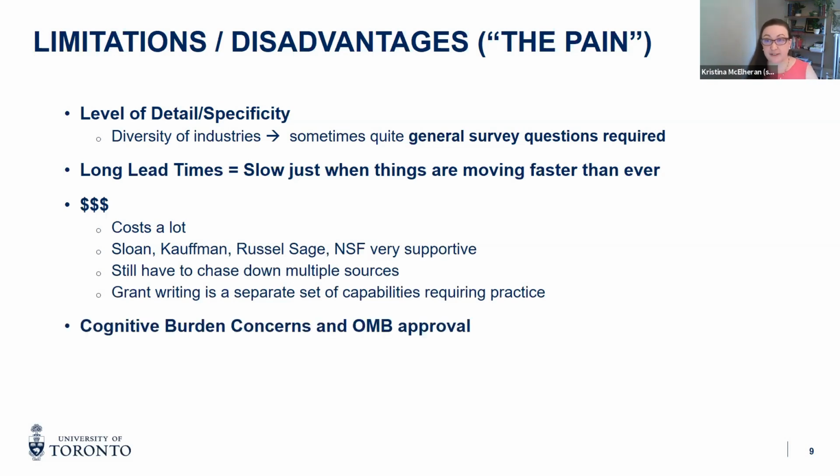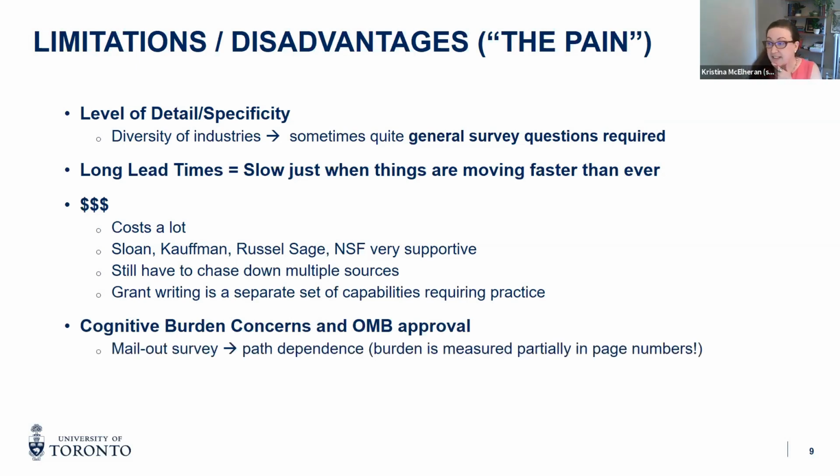We have to get through cognitive burden on OMB approval, as I said, and we've done this in the past with mail. So that has put some path dependence on what we're doing. So we can't even just start from scratch.